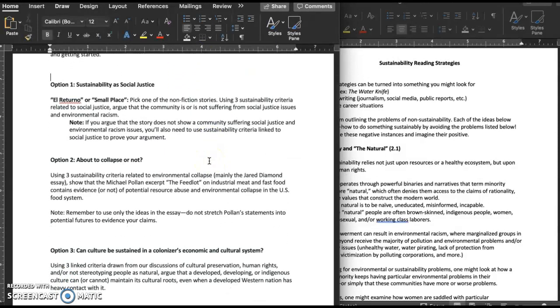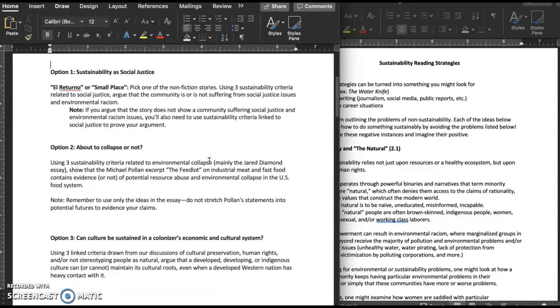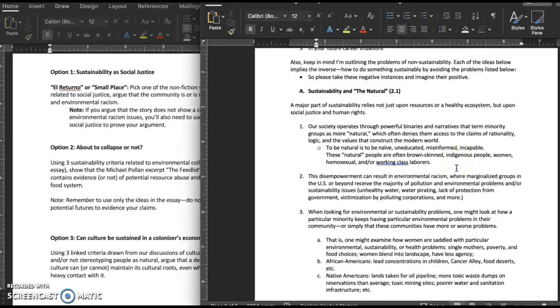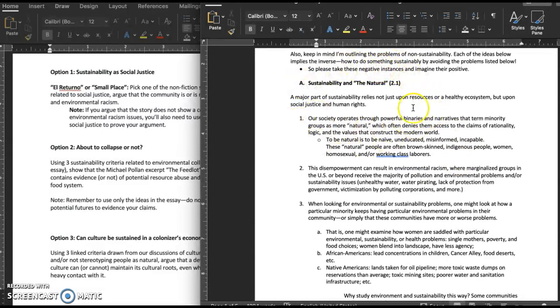This is identical to the midterm, but the topics are on sustainability, right? So I've got one just on sustainability is social justice. Where does social justice come from? And again, I'm talking about using three criteria. What do I mean by this? Well, I would look through this document, sustainability and the natural, right? All of this has to do with environmental racism and stereotyping and people being on the losing end, right? Communities being on the losing end.